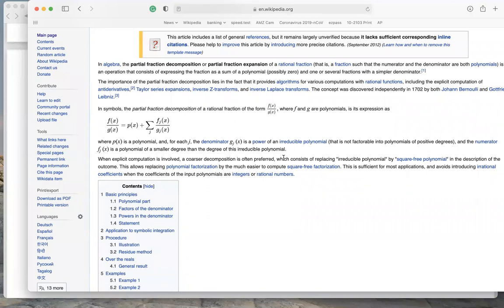All right. So that's all I wanted to basically say about this section over here with respect to Sage and the partial fractions decompositions. Thank you for your attention.